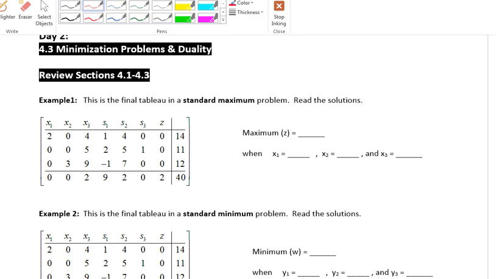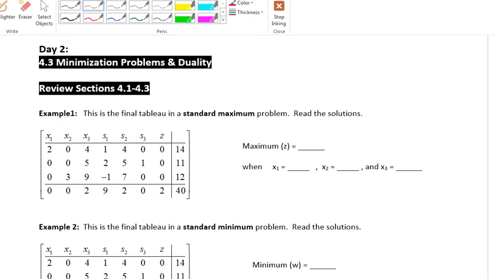Okay, so here, example 1, so this is that day 2 in your notes. Example 1, this is the final tableau in a standard maximization problem. Read the solutions. Now, I know this is the final tableau for a couple of reasons. The first reason is that all the numbers on the bottom row are positive. And then also, we haven't learned about this, but I know all of the variables have positive values at this point in time, and that's an important check to make sure you have a final tableau.